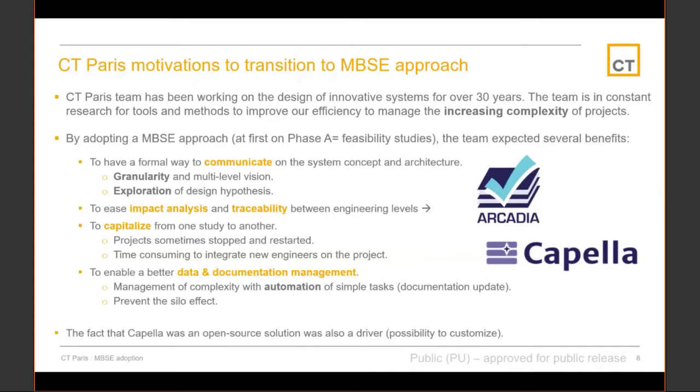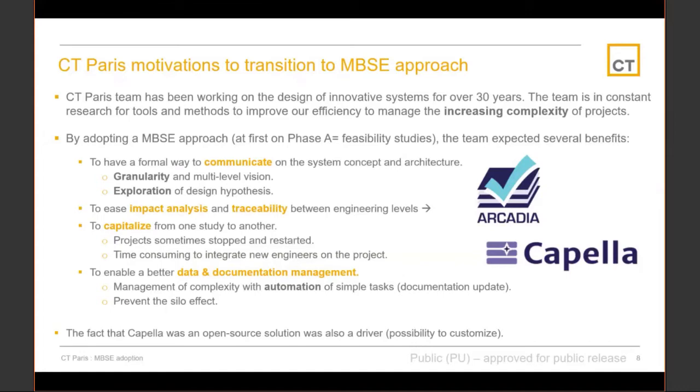This is all the more important since at the beginning we wanted to deploy Arcadia in phase A, meaning feasibility studies. And that's how we're beginning. As I said, ENVOL will be a phase B project. So we had a little turn on that. I will explain it later.